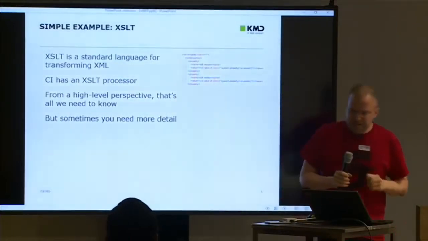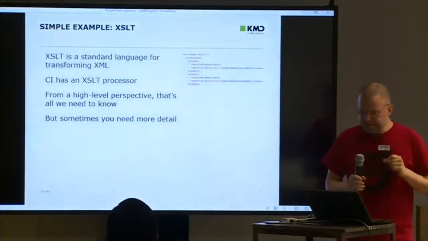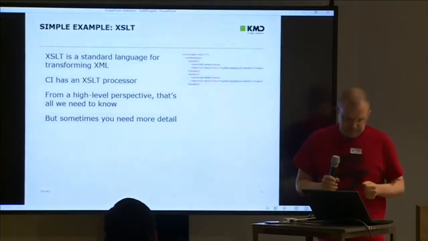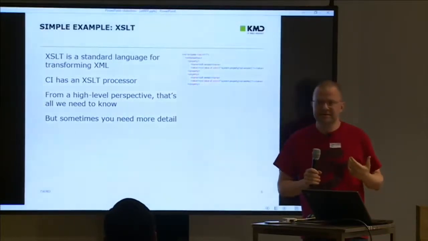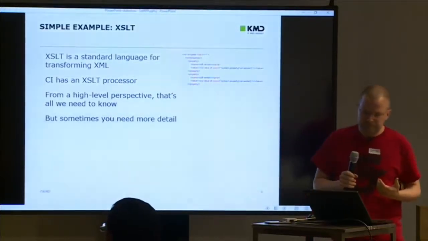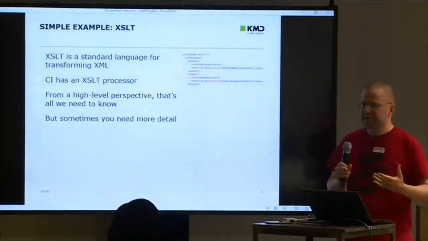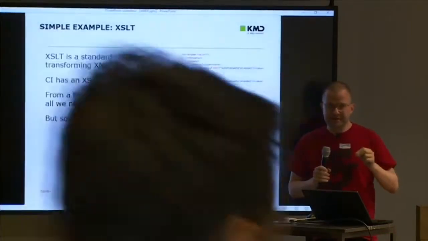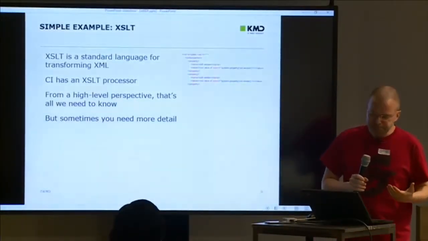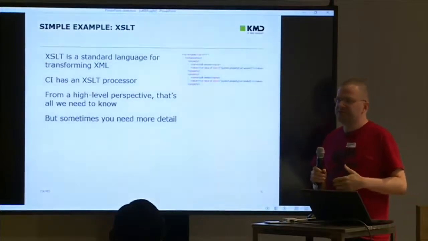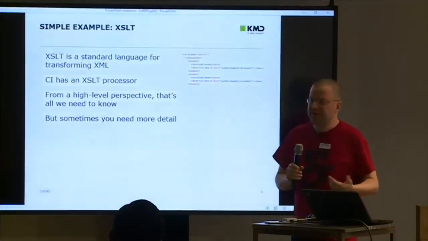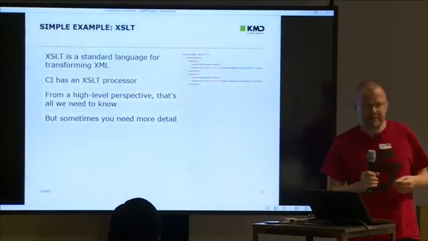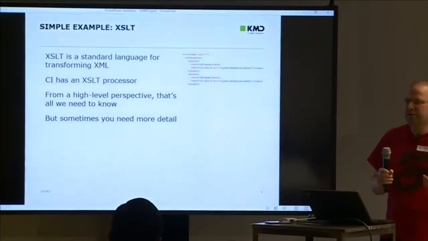So for an initial really simple example, I'll take a look at the XSLT processor in cloud integration. Maybe you know of it already. XSLT is a standard language for writing transformations that change an XML document into something else. And the engine that actually does that is called an XSLT processor. And cloud integration has one. So that's one of the options for doing mappings in cloud integration. That's the XSLT processor. And from a high-level architecture perspective, that's really all you need to know.